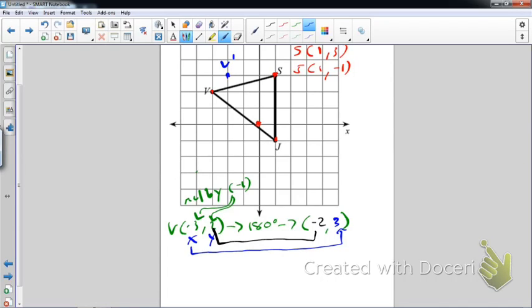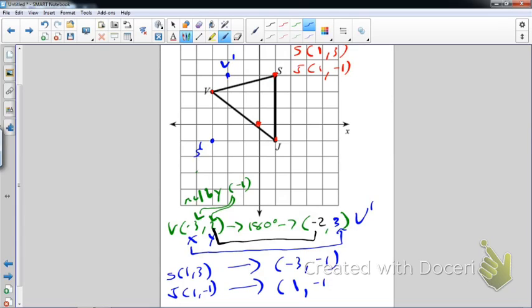S is located at 1, 3. So this will be v prime. I'm going to go ahead and do multiplication, then switch them, so I get -3, -1. So 1, 2, 3. Here is where S prime is located now, and J is located at 1, -1, and I'm going to do the whole transformation, so I get 1, -1. So I go to 1, -1. So it stays right where it is.